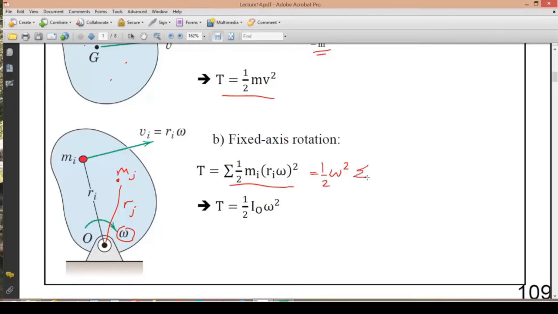And inside the summation, what we're going to have is m_i r_i squared. And this is the description actually of moment of inertia about point O, because we define these radii from point O, and therefore this is defined as I_O, and I can rewrite this equation in this way. There's another thing I can do actually.